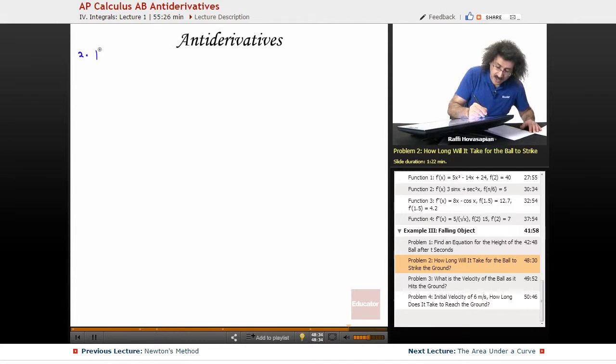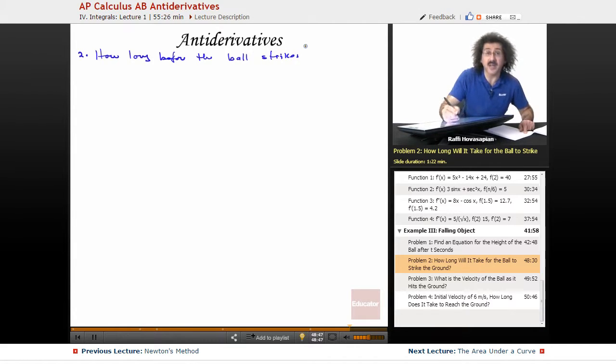2, how long before the ball strikes the ground? In other words, how many seconds go by before it hits the ground? How long before the ball strikes the ground?